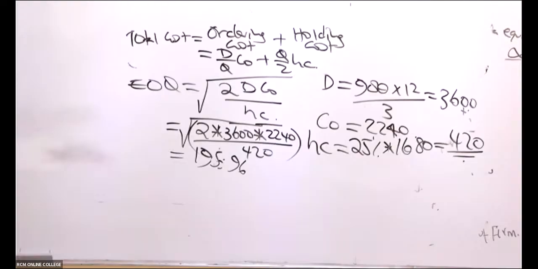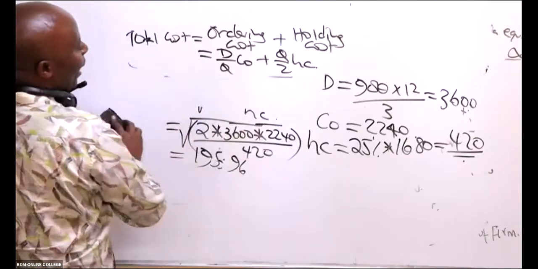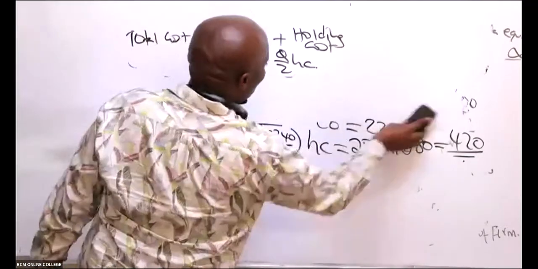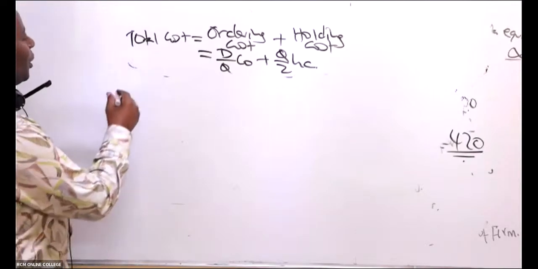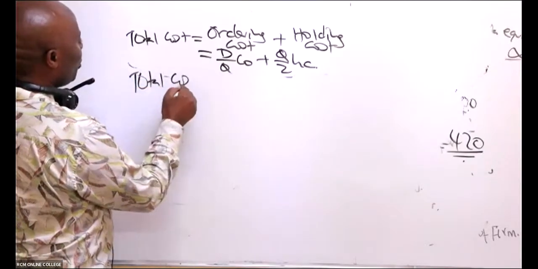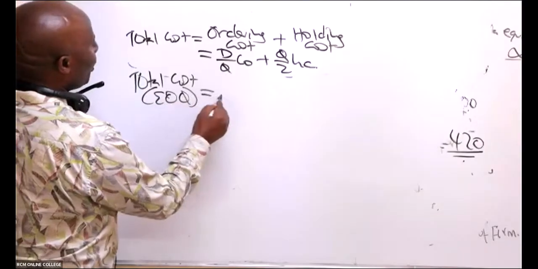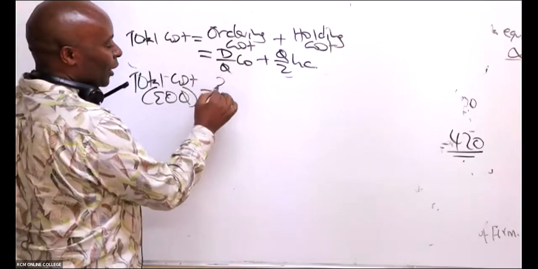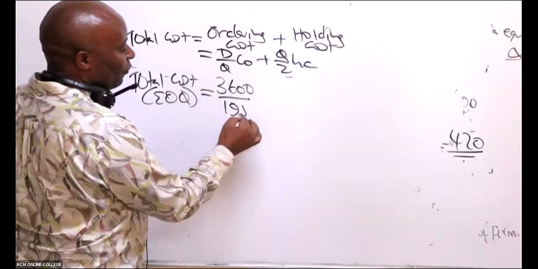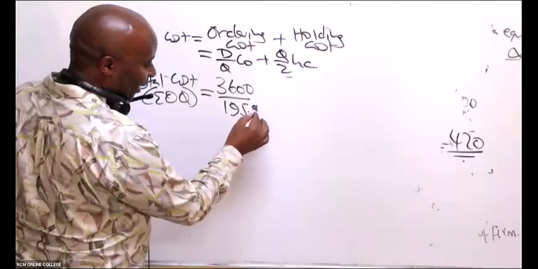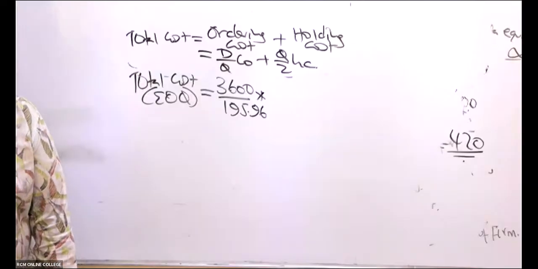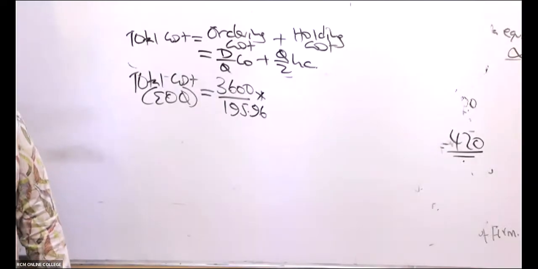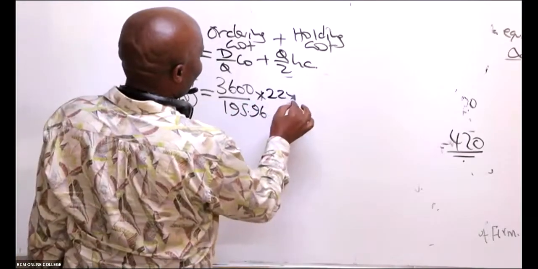You're getting total cost for buying the EOQ. So if we buy the EOQ, how much will this cost us? It will be annual demand. Are you able to remember that it was 3600, divided by 195.96? How about the cost per order? 2240. Thank you.